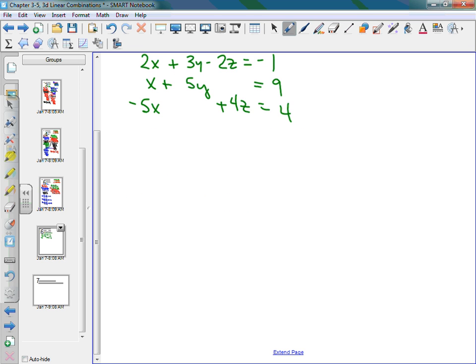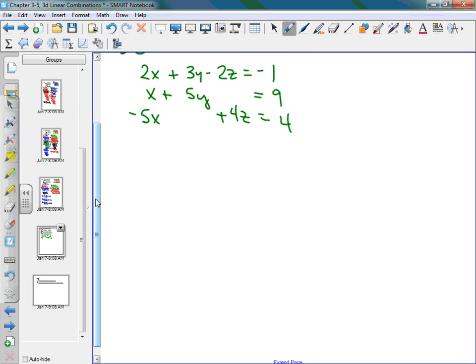After you line them up, now I don't need that junk up top there. I'm going to look for my least common multiple of my x's: 2, 1, and -5. It cannot be larger than 10. How about on my y's? 3, 5, and there's nothing. So plus or minus 15. And then -2, 0, and 4. Plus or minus 4. So looking at this right here, what would be the easiest thing to eliminate? Z's would be the easiest thing to eliminate.